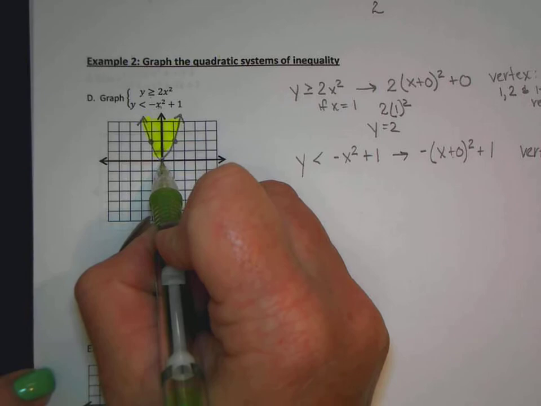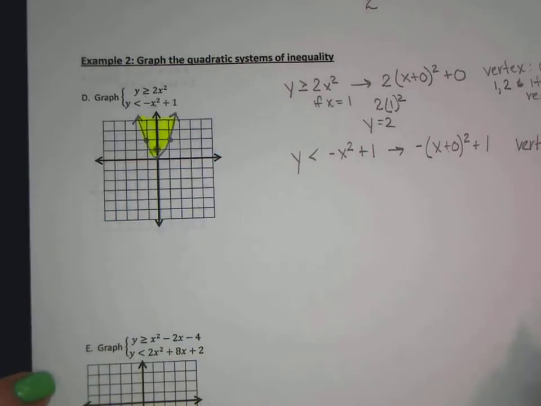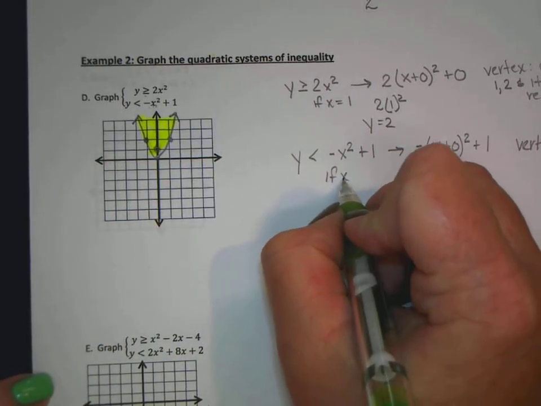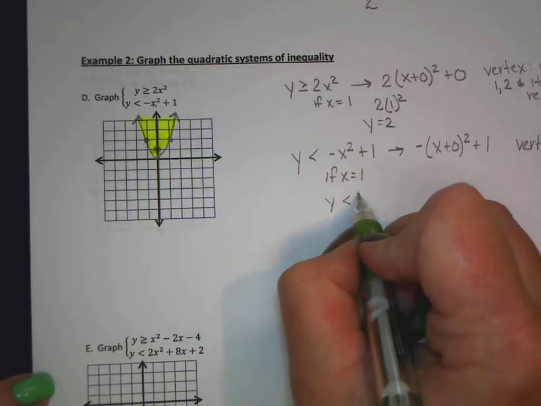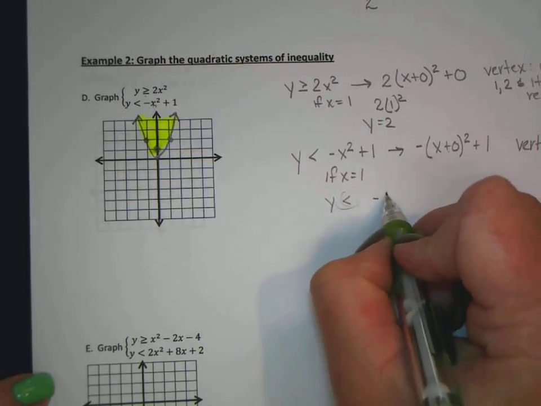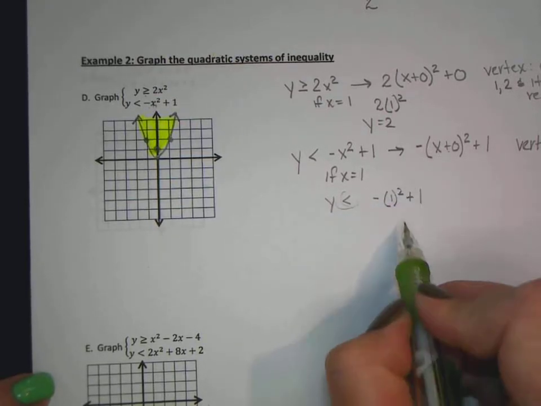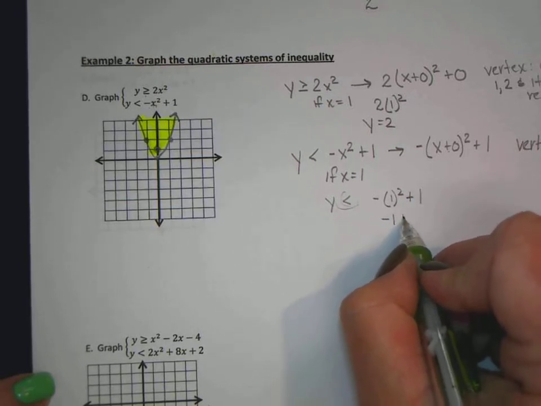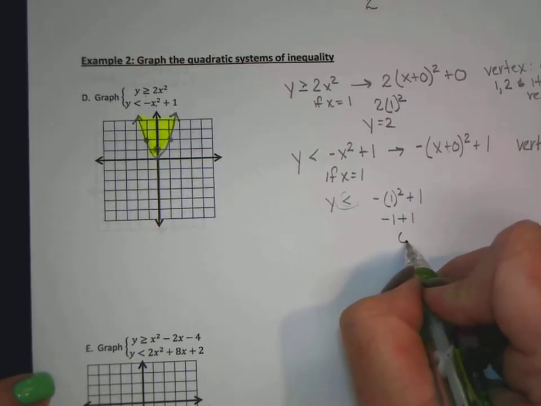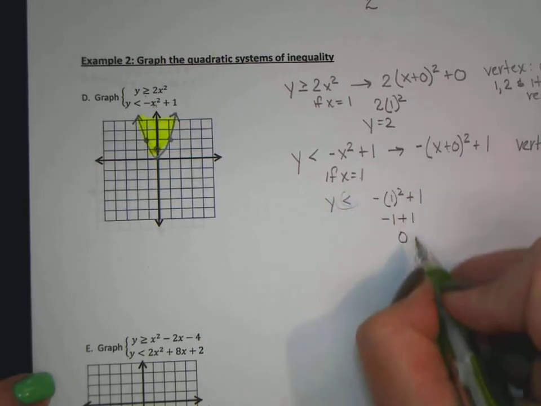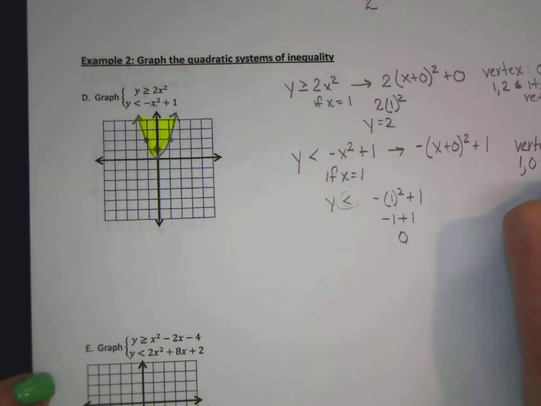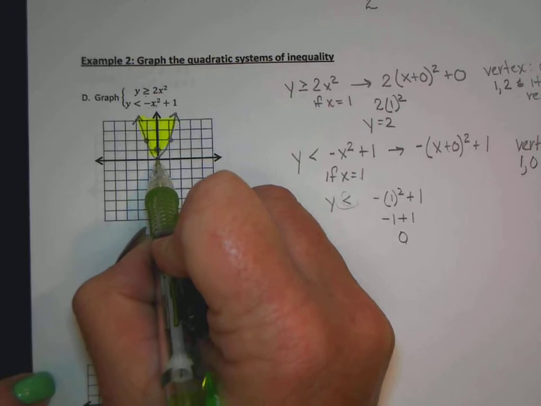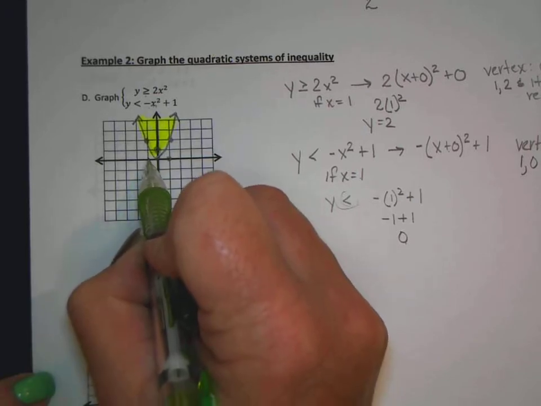Well, if my vertex is 0, 1, again, another guide point would be if x equals 1. So y would be less than, again, don't worry about the whole less than, it's actually going to be equals the negative of 1 squared plus 1. -1 plus 1 would be 0. Okay, so when x is 1, y is 0, and its reflection. Again, make sure I see these guide points on your test. So 1, 0, and its reflection.